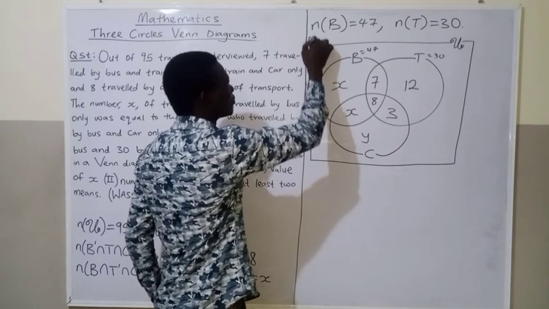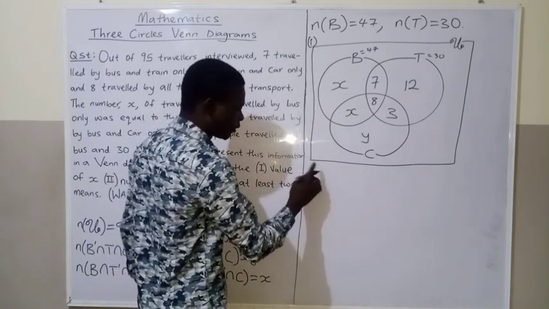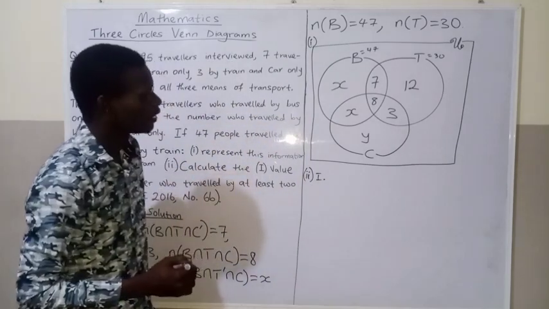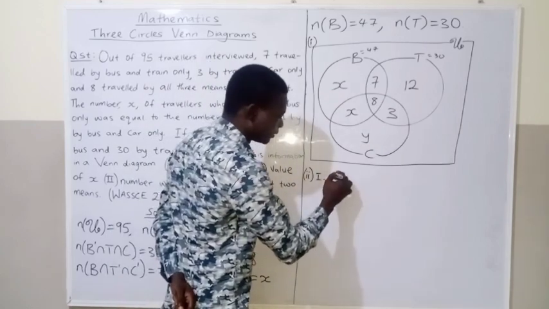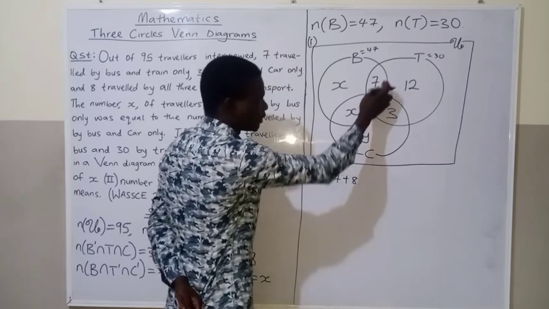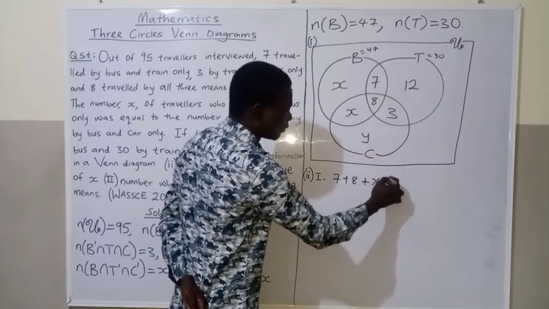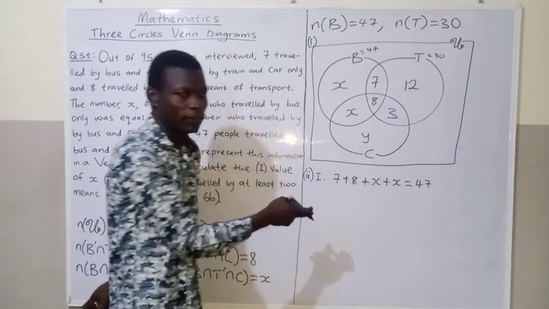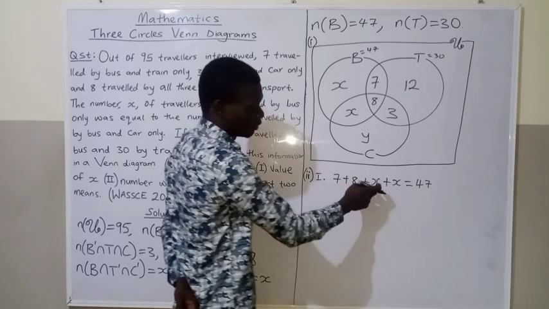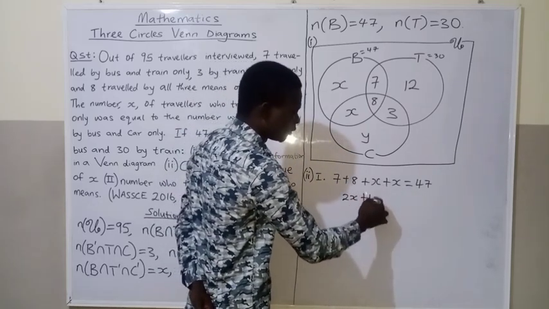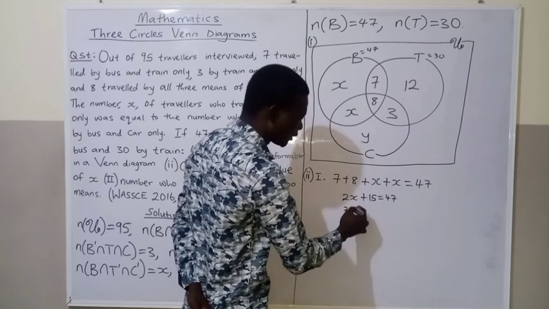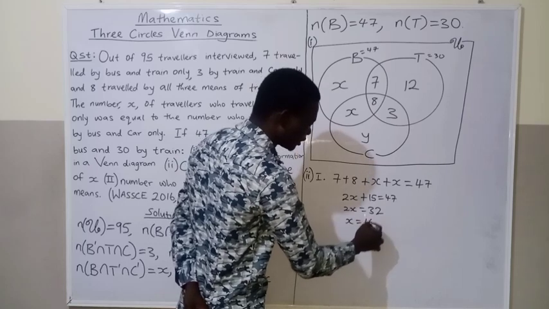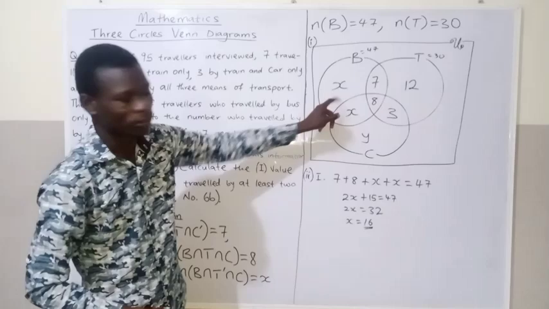Okay, so this is Roman figure 1, and then Roman figure 2. For us to get x, we already know that 7 plus 8 plus x plus another x, everything must be equal to 47, based on the circle that I explained the other time. So 7 plus 8 is 15, plus 2x. So 2x added to 15 must be equal to 47. So 2x will be 47 minus 15, that's 32. So x will be equal to 16 when we divide both sides by 2. So the value of x has been gotten to be 16.